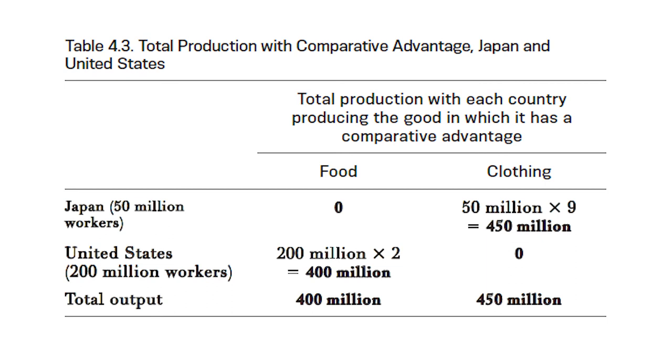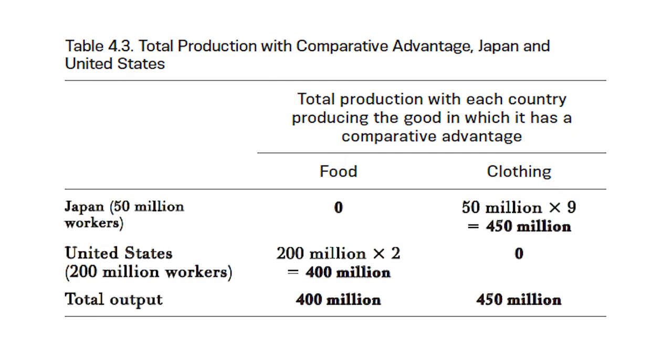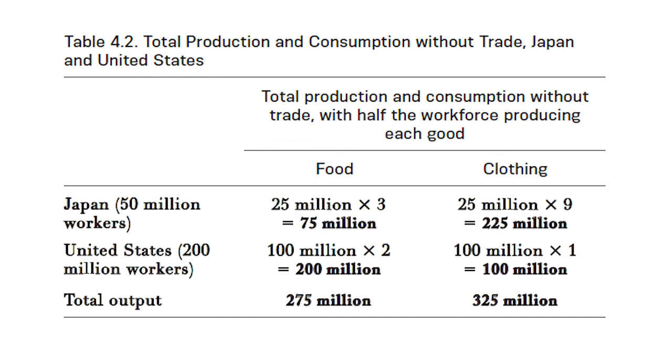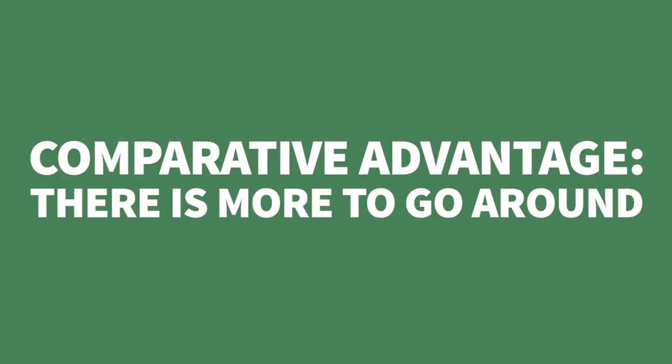The total food produced is all from the United States. It's 400 food as compared to only 275 food when the countries were not specializing. And the total clothing produced is 450, all produced in Japan, whereas the total would have been only 325 if each country split its own workforce. Okay? So we can see clearly there's more produced, and maybe this is the way to remember the lesson. When people, regions, countries specialize according to comparative advantage, there is more to go around. That's the great insight to remember from this.